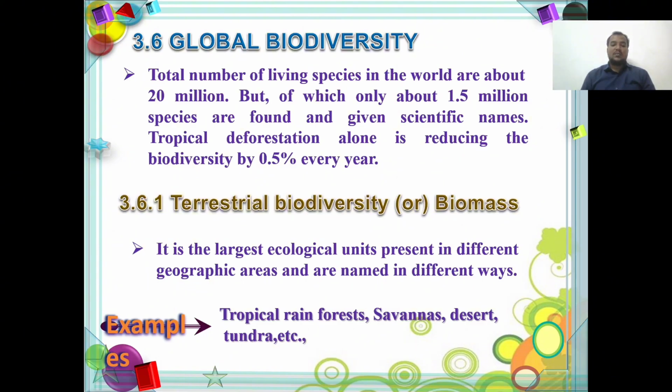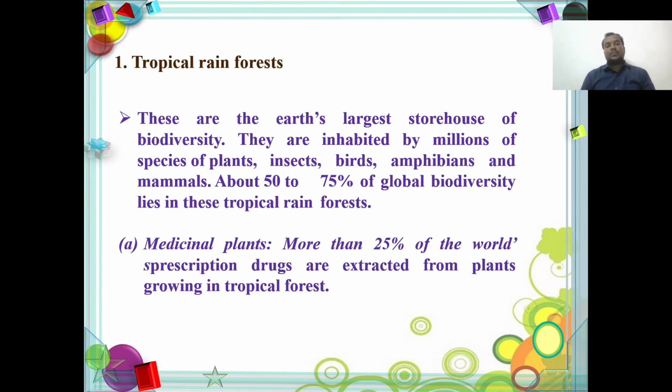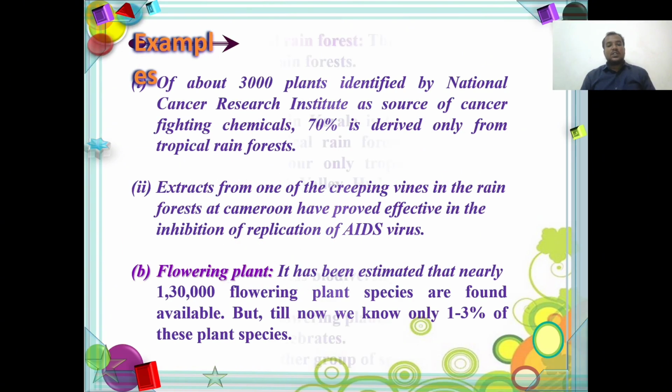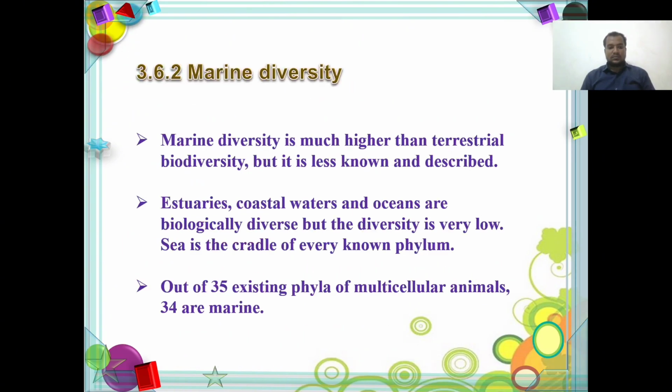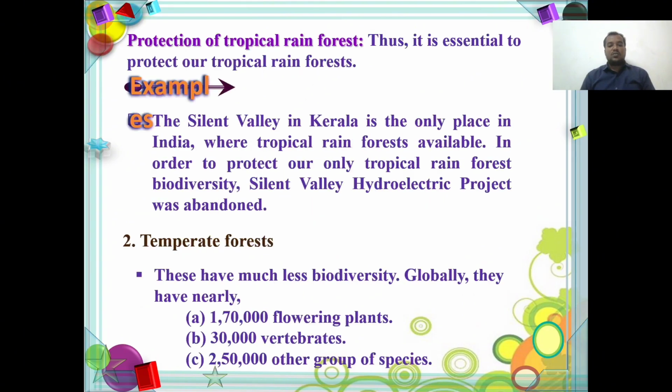Then, terrestrial biodiversity. Biomes are the largest ecological units present in different geographic areas and are named in different ways, for example, tropical rainforest, savannas, deserts, and tundras. Then, tropical rainforest is the Earth's largest storehouse of biodiversity, inhabited by millions of species of plants. Then, temperate forest has much less biodiversity globally, with nearly 170,000 flowering plants, 30 vertebrates, and 250,000 other groups of species.